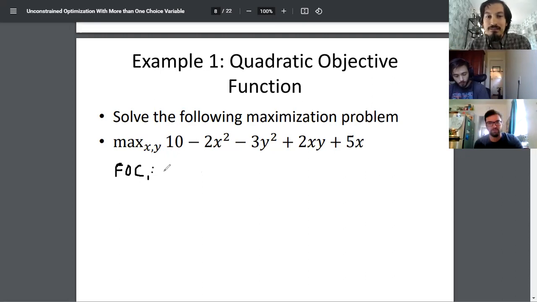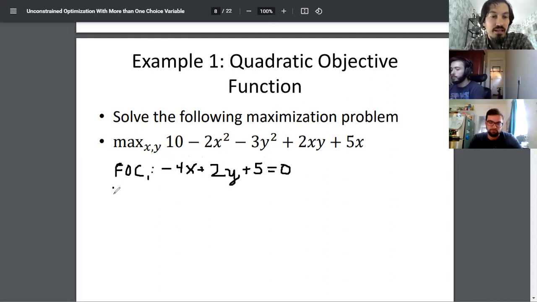Do you want the definition of FOC? Oh no, I want the actual equation for FOC1. Yeah. I got negative 4x plus 2y plus 5 equals 0. Negative 4x, I agree with. Plus 2y, I agree with. Plus 5 equals 0, I agree. Everyone agree with Jordan? I think he got it right. Okay, perfect. And then how about FOC2?